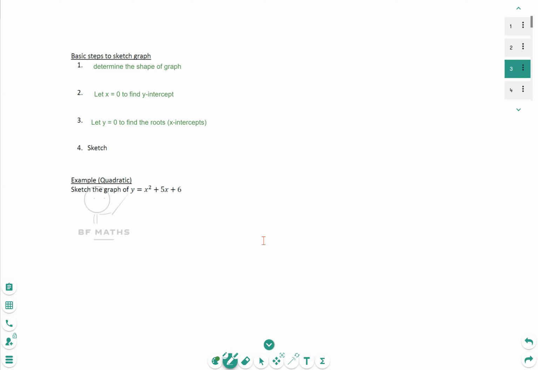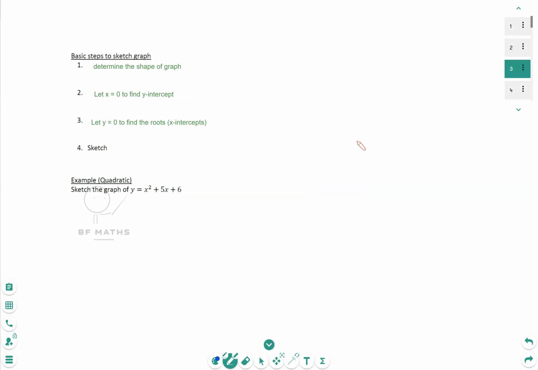Okay, and the last step, the easiest one, sketch. Example, sketch a graph of y equals x squared plus 5x plus 6. This one, you should have learned this. If you know this, you can do them. Again, you don't always have to listen to my explanation. Skip it if you've got it correct, I'll just go for it.